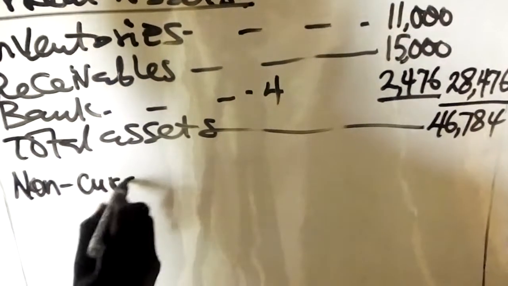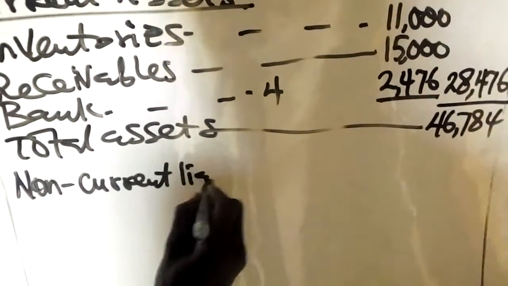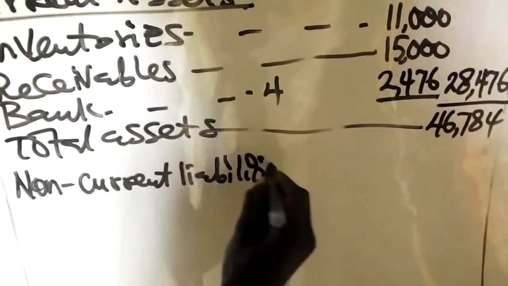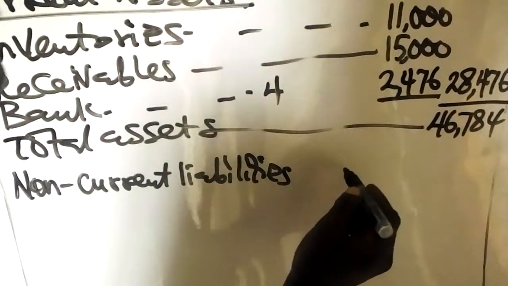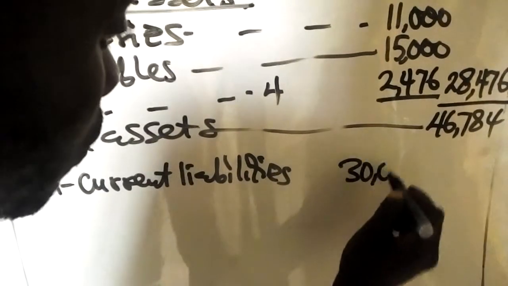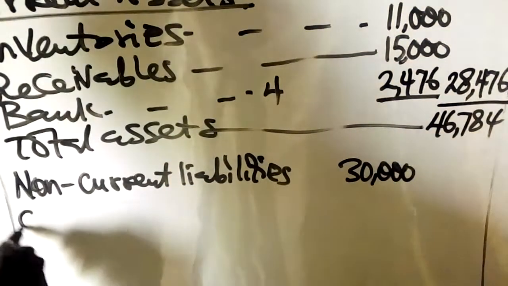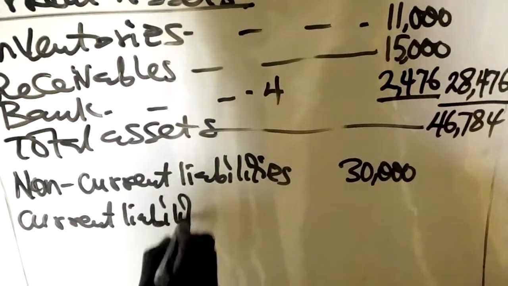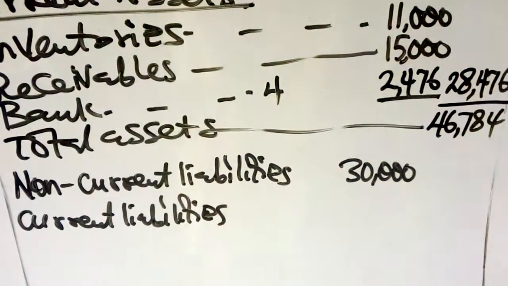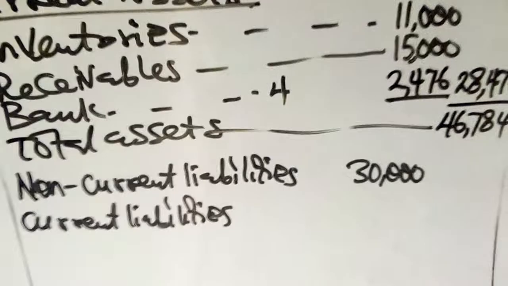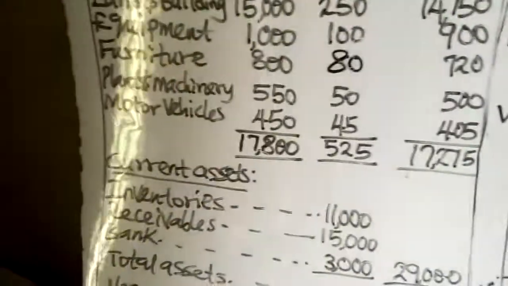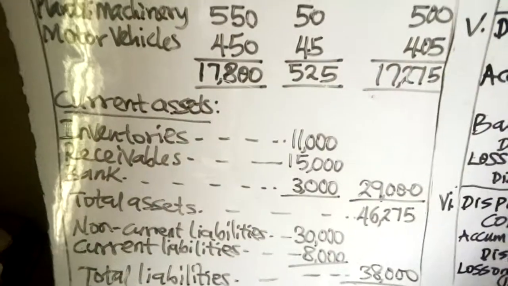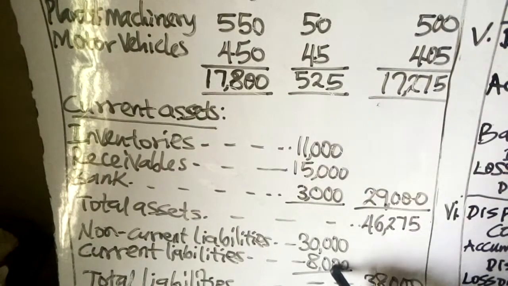Non-current liabilities, and that is given to be 30,000. Then the next thing is current liabilities. From our unadjusted statement of financial position, you are given our current liabilities to be 8,000.